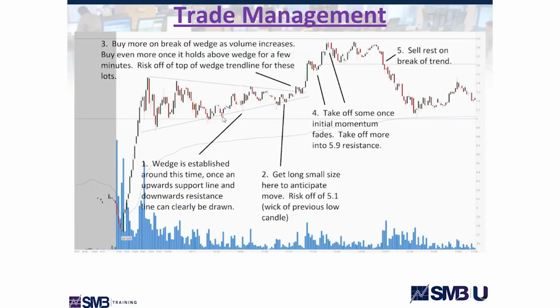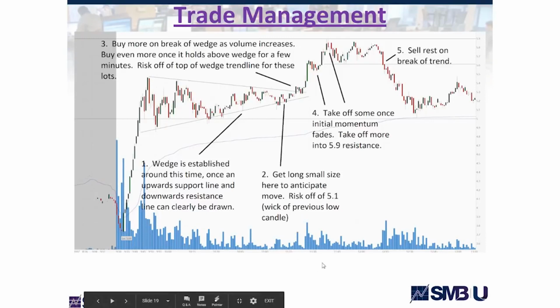Trade management in this idea. Okay, we want to buy when the wedge is established around this time, once an upward support line and downwards resistance line can be clearly drawn. So we're buying into the bottom of the wedge. We're getting long size here to anticipate the move as we're getting our ascending triangle, and as time is going by, where this wedge pattern is holding above VWAP, we're buying a little bit more. And then we're going to buy more on the break of the wedge as volume increases.